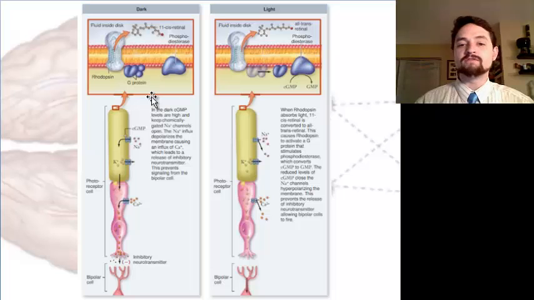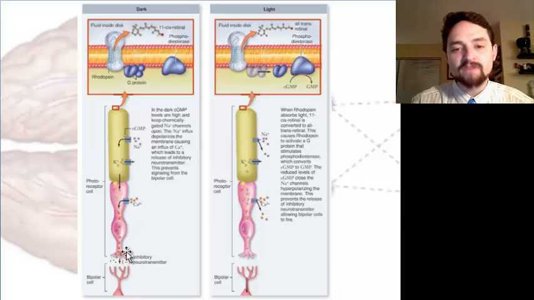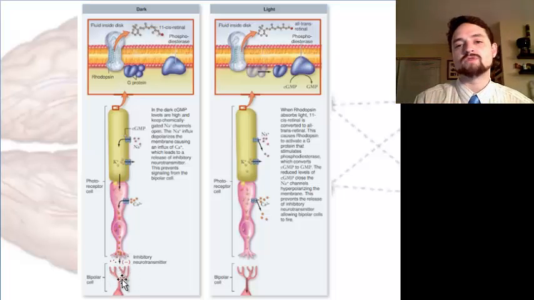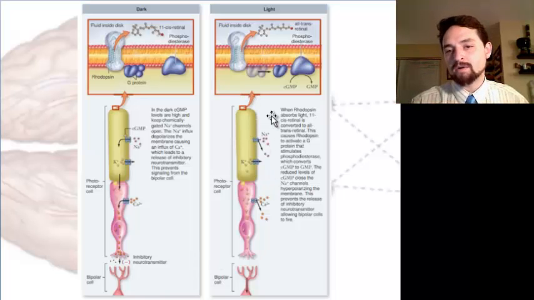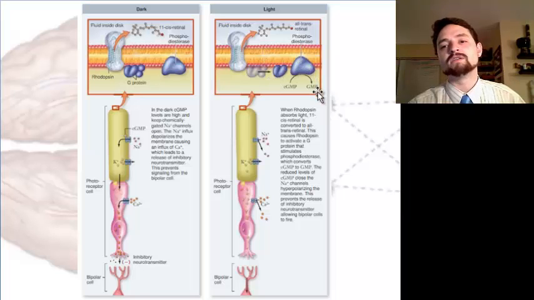This allows an influx of calcium ions, which leads to a release of inhibitory neurotransmitters, which, in other words, prevents the signaling of the bipolar cell. Here's the bipolar cell, and these are connected to those rods and cones. And this bipolar cell is being inhibited right now, meaning they're saying don't send any signal right now. It's in the dark.